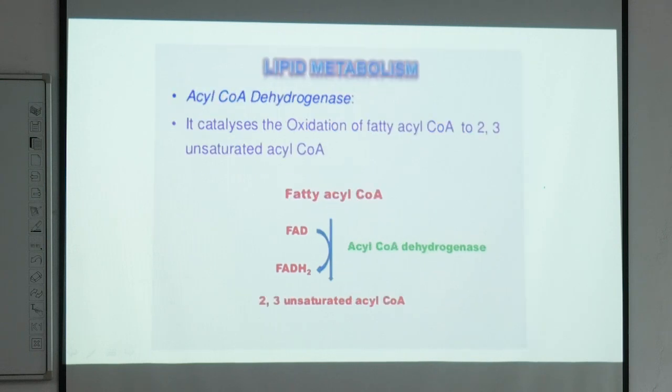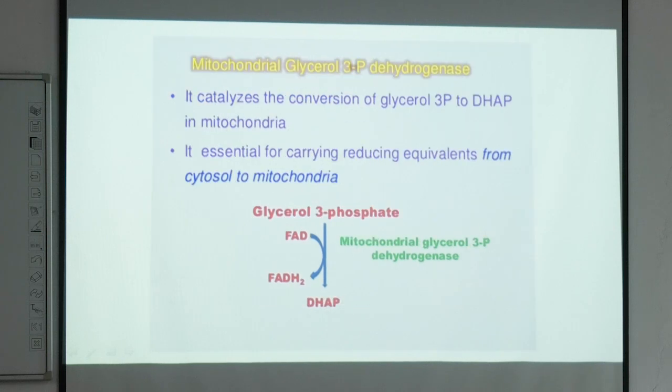Succinate dehydrogenase, acyl-CoA dehydrogenase is the first step of oxidation in beta oxidation. Where do you find this pathway, this reaction? Yes, why do you find this pathway, this reaction?